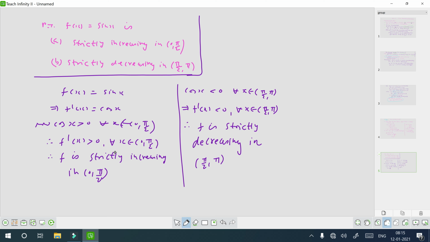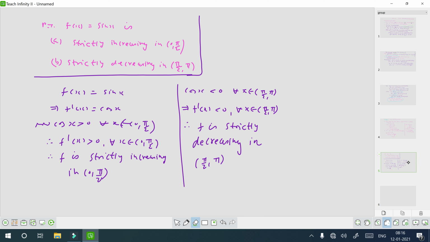Clear? That means same way they can ask for any trigonometric form. This is the way to check whether it is strictly increasing or decreasing in a particular interval. Only we need to check that whether derivative is positive or negative, nothing else. So these are the very, very simple things. Of course, C part is also there for this example.